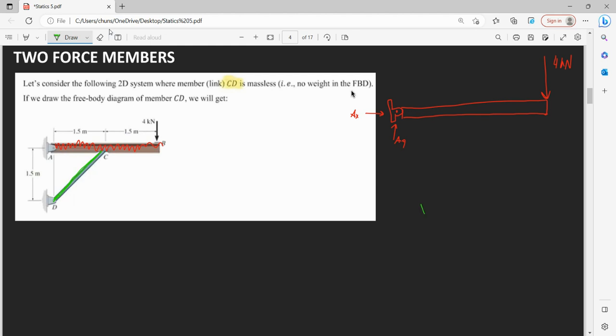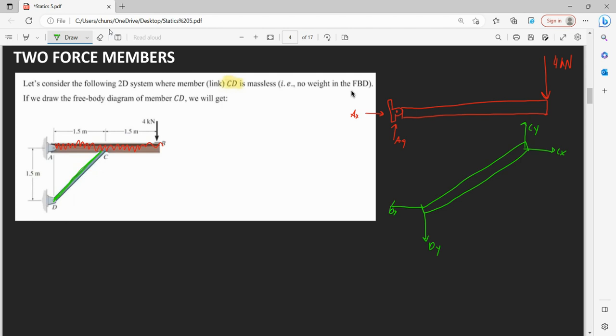Now if I were to draw this connecting rod, we have pin reactions at both sides. So this is CX, CY, and then we have in our opposite direction DX and DY.